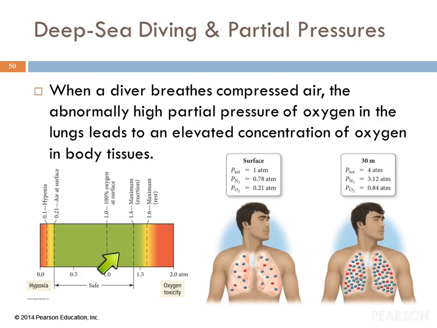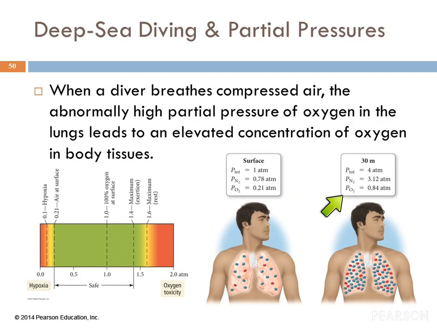And so if you get above this point right here, 1.6 atmospheres, you get into oxygen toxicity. You get below 0.1 and you get into hypoxia, which means you don't have enough oxygen. So both situations are bad. At the surface, the total pressure is 1 atmosphere. The partial pressure of nitrogen is 0.78 atmospheres, and the partial pressure of oxygen is 0.21. Oxygen comprises 21% of air.